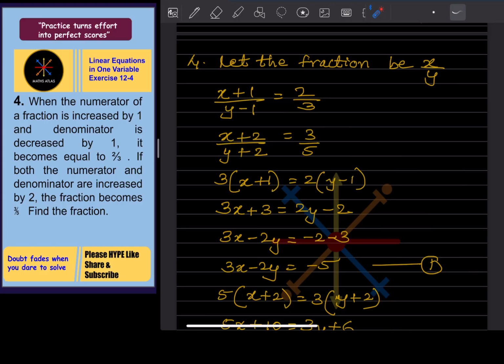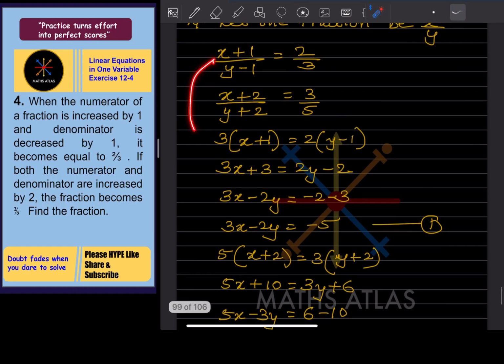So again here we will consider, let the fraction be x by y. In the first sentence it said the numerator is increased by 1, denominator is decreased by 1. Increase plus 1, decrease minus 1. So it becomes 2 by 3. And the second sentence says that if both the numerator and the denominator are increased by 2, so x also is plus 2 and y also will be plus 2, the denominator, so that fraction becomes 3 by 5.